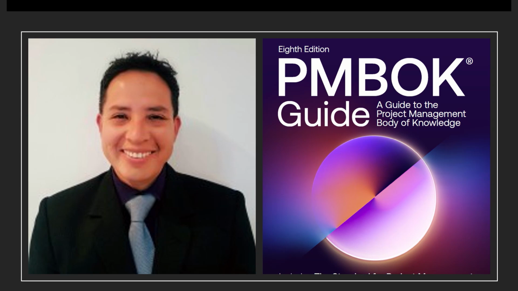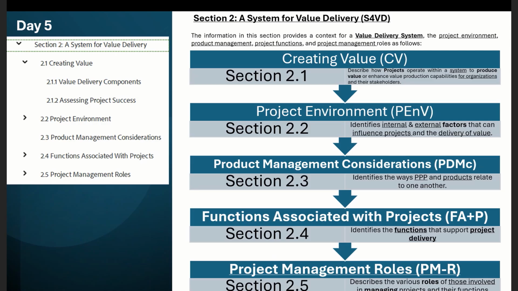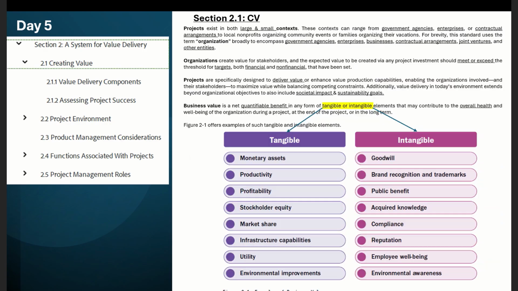This is day number 5, and today we are going to review everything regarding Section 2, A System for Value Delivery. In this session, we are going to introduce the main aspects that need to be part of the value delivery system. We are talking about creating value in section topic 1. Then we are going to cover the project environment, product management considerations, functions associated with projects, and project management roles. In this take, I am going to explain a little more about creating value.